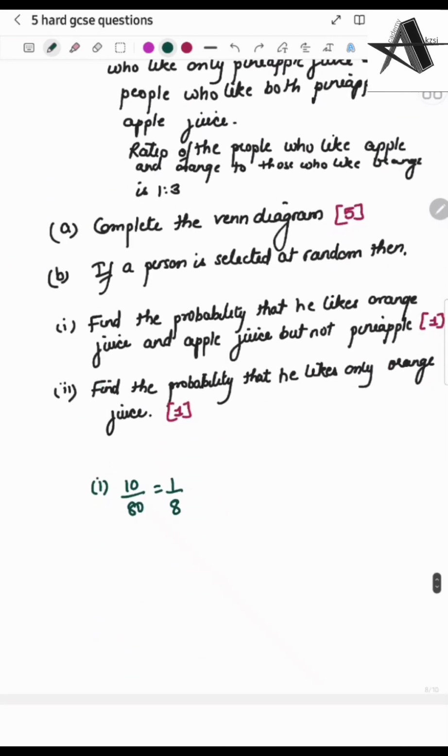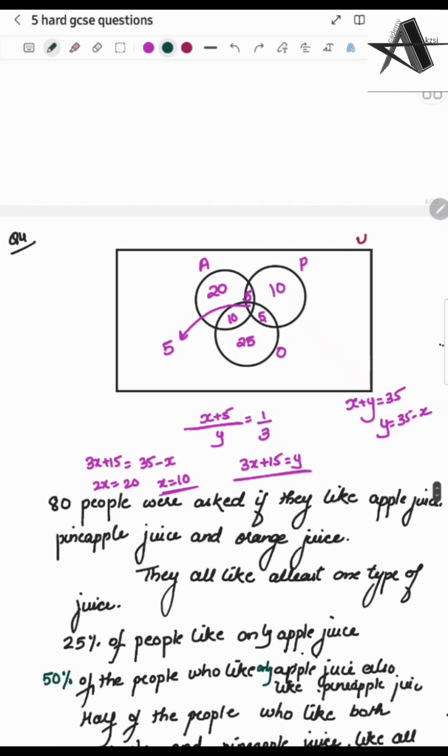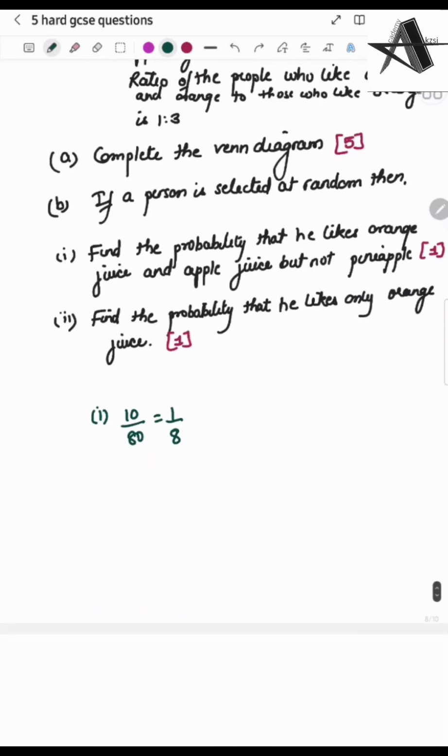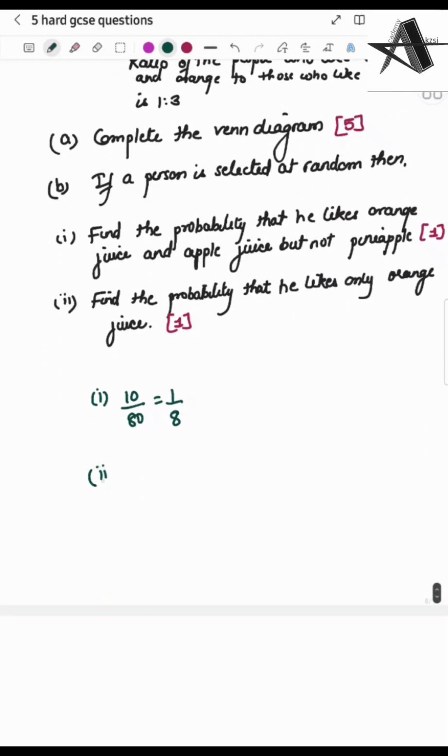Next is, find the probability that he likes only orange juice. How many people like only orange juice? This part shows only orange juice because this part is not intersecting with anything. That's why with any circle it's alone. So this is only orange, 25. So that means it's 25 over 80. We can further simplify it: this will be 5 times 5, and this is 16. So finally 5 over 16 is the probability.